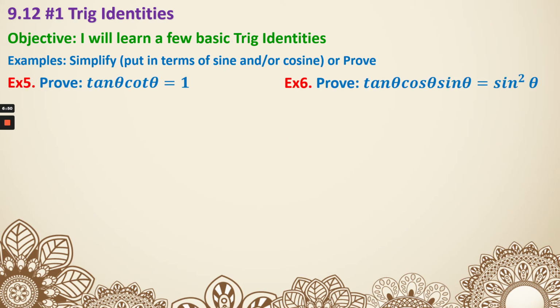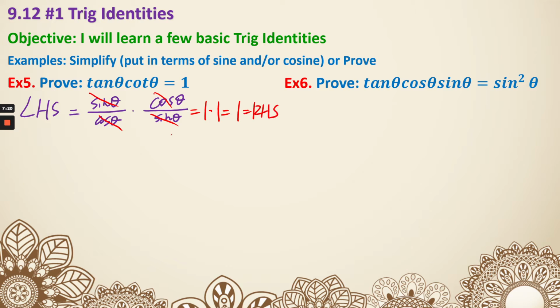Number 5. We are going to rewrite them again. So left-hand side seems more complicated than just 1 on the right-hand side. So sine theta over cosine theta, then times cosine theta over sine theta. Well, that's fraction multiplication, and since we have fractions, we can do some cross-canceling. Sine, sine just cancel, cosine, cosine just cancel. So we basically have 1 times 1, which is 1, and that is the right-hand side. We got it right.